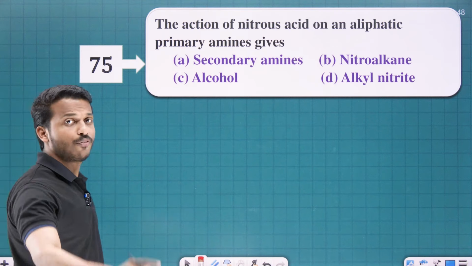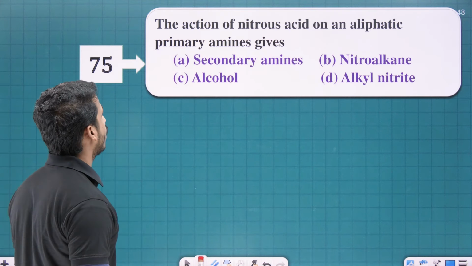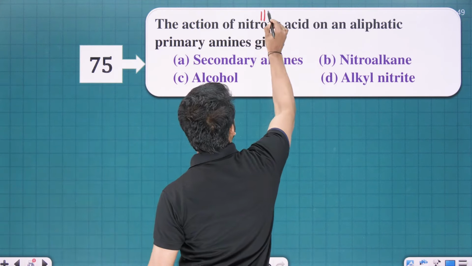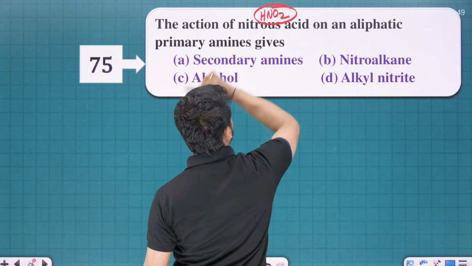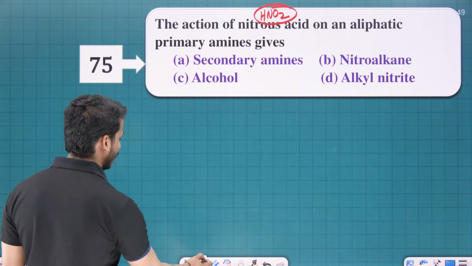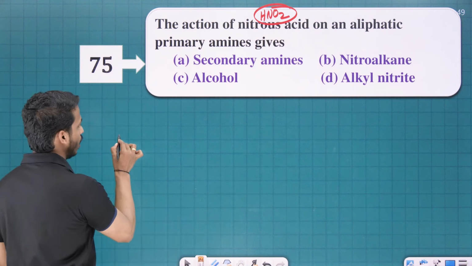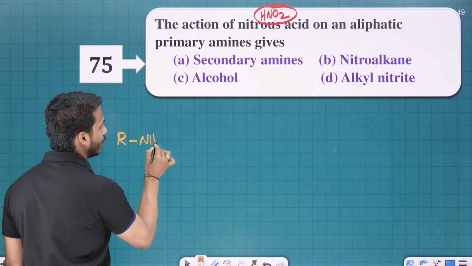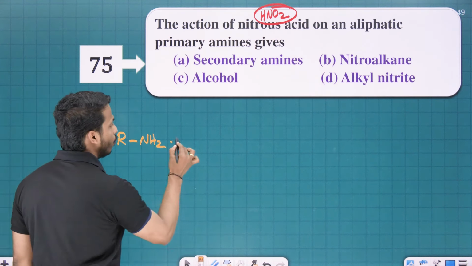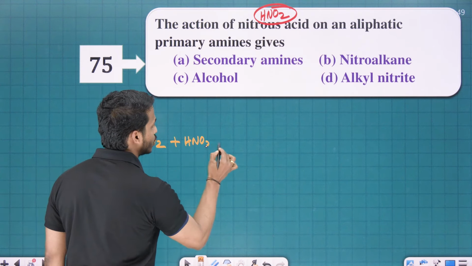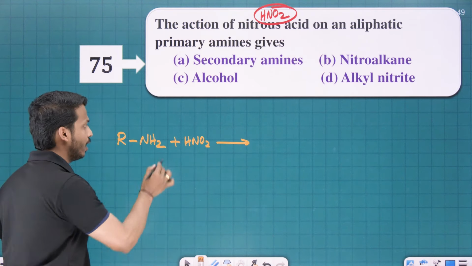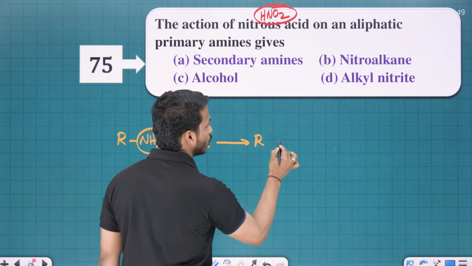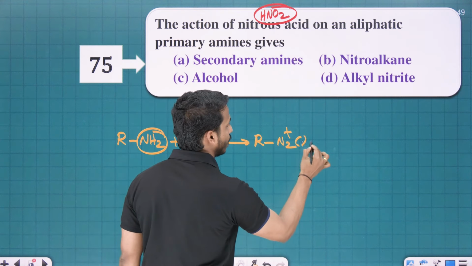Question number 75, my dear. The action of nitrous acid. What is nitrous acid? HNO2. That is our diazotization. On an aliphatic primary amine give. Carefully listen. You know, aliphatic amine, I can write it as RNH2. When it undergoes diazotization at 0 to 5 degrees, the NH2 becomes what? Salt, N2 plus Cl minus.